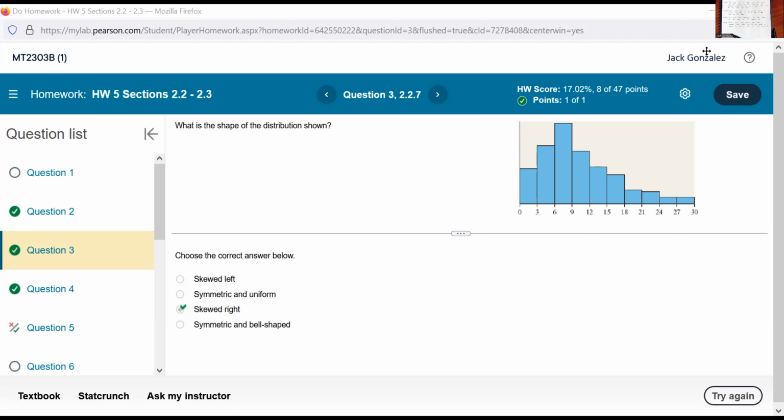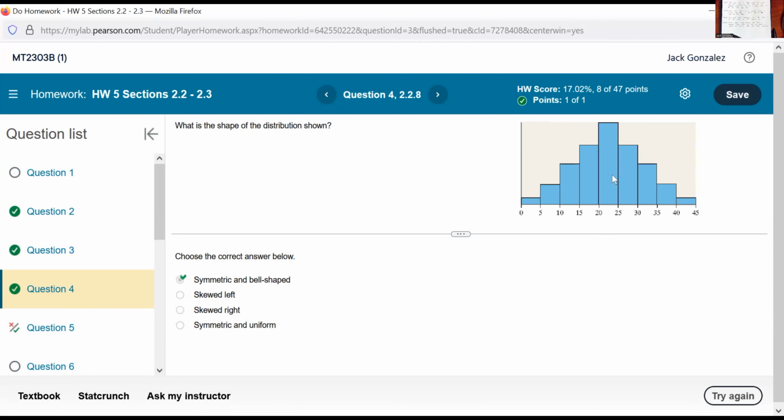If you see the tail going towards the right, that is considered to be right skewed data. Okay. It's not where the center is, it's where the tail is. It's skewed right, it's dependent on the tail. If the curve or the histogram is centered, then you would say that is symmetric and uniform or bell-shaped, depending on the type. Like this guy is centered. And it has a bell form, so you can draw a bell curve right above it.